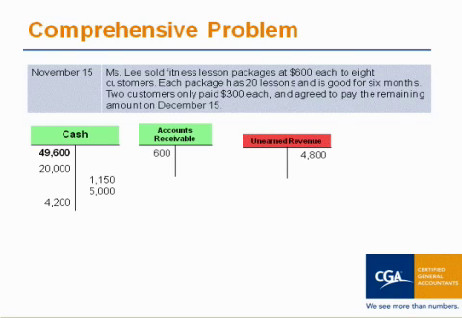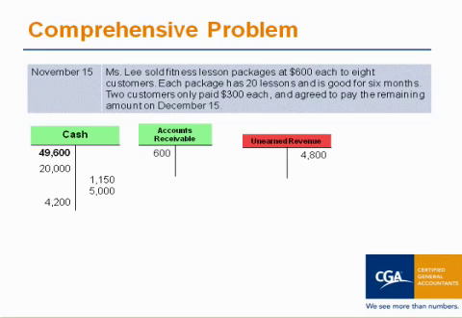On November 15th, we have received, how much in cash? We've received 8 packages, of which 2 folks have only paid for half, so 6 times $600 plus 2 times $300. That gives us $4,200 in cash. So we'll debit our cash account balance by $4,200.